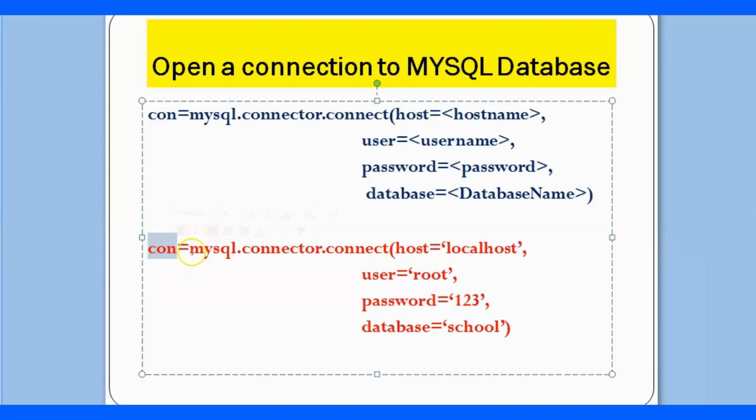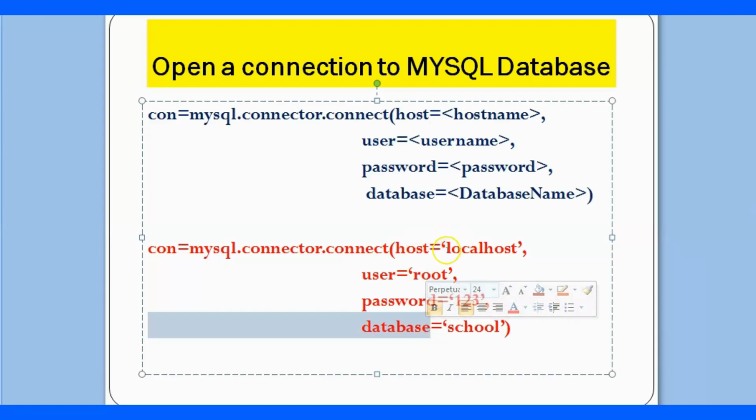After that, you should write mysql.connector, then a dot, then the connect function. In the connect function, you will have 4 parameters. The first parameter is host, the second is user, the third is password, and the fourth is database. All these 4 parameters are very important to make the connection to the MySQL database.